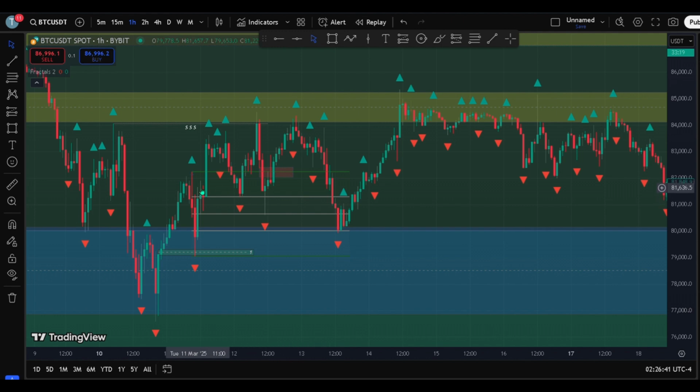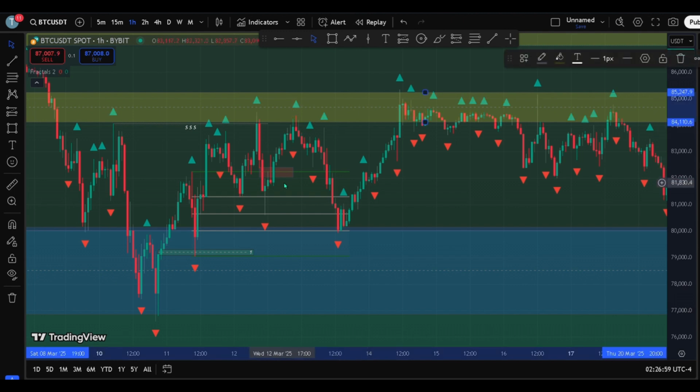Your POIs and your zones and fair value gaps are the perfect POIs. If it doesn't happen within there, leave it alone. Don't force it. You wait again. Price comes back. Touches where? Our daily fair value gap.